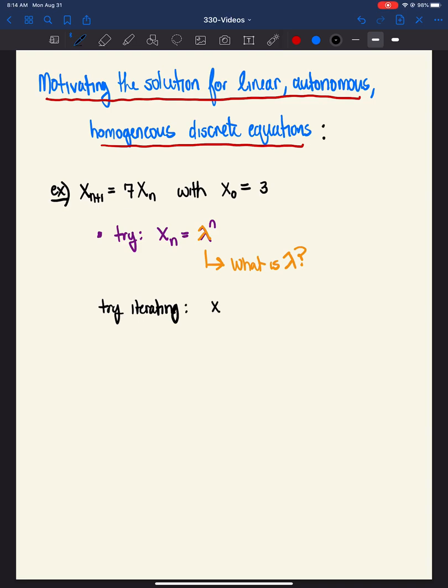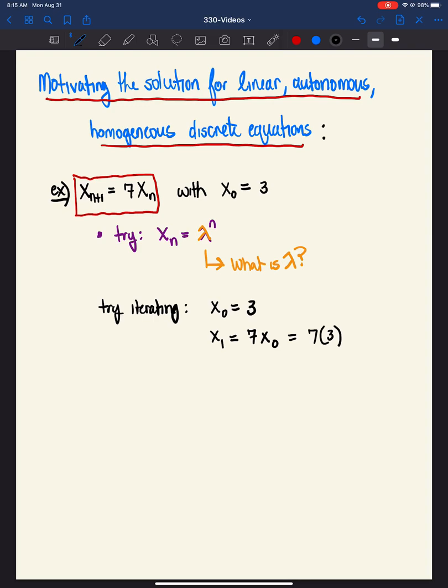So if we start off with x0, we're told that it equals 3 right from the start of the problem. Well, if we find the next iteration value, x1, we're told by this recipe that the next iteration value is equal to 7 times the previous. So x1, in this case, would be equal to 7 times x0, which of course we know is our friend 3 from the start.